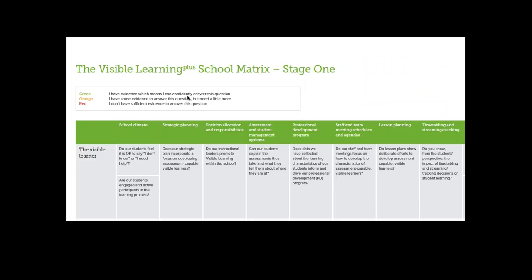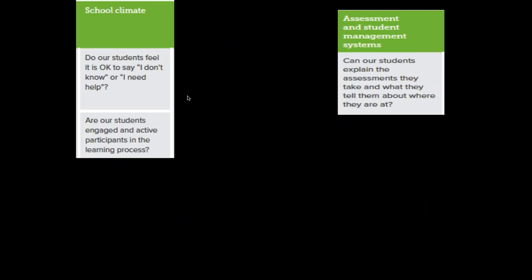So I've just pulled here a cut and paste of the visible learner part of the matrix, the part that we finished on day 1. And you can pull a couple specific examples. Can our students explain the assessments they take and tell them where they're at? If you remember the 4-box example with the red and the light blue and the yellow and green, where are we at with that? Can our students explain what they're learning and what their next steps are? Do our students feel it's okay to say they need help? Are they engaged in the learning process?